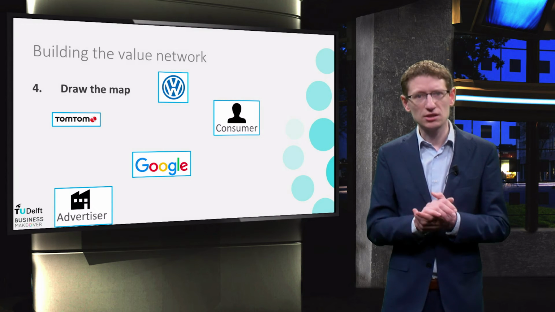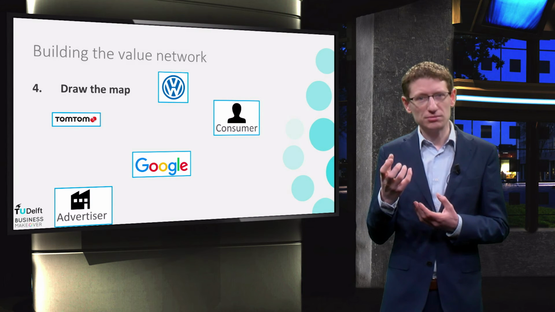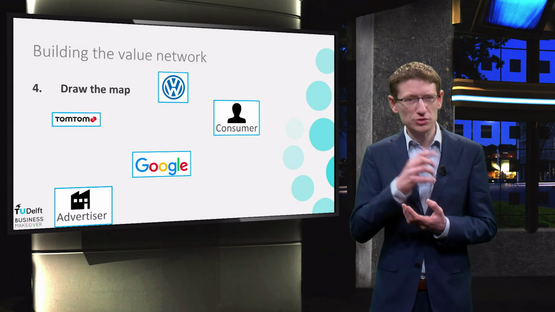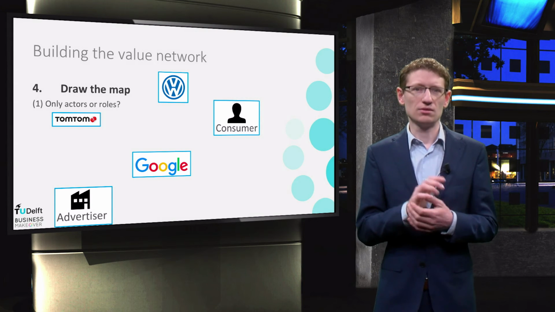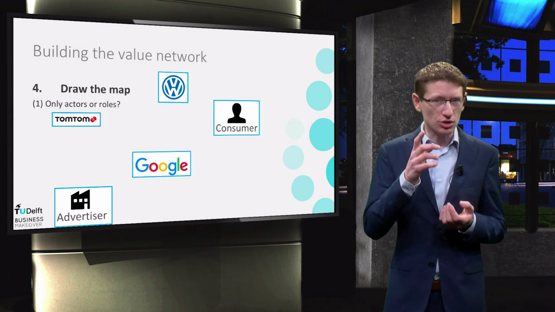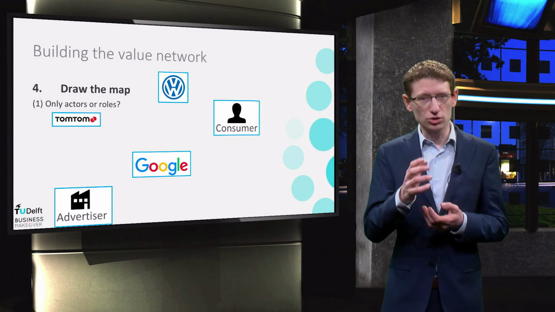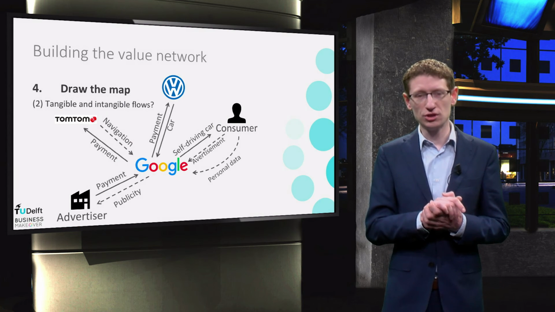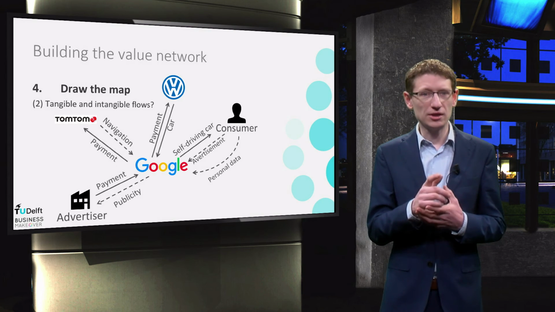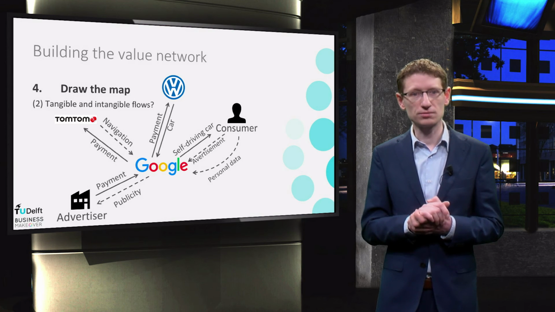It looks like this. Let's analyze it step by step. In the picture, each block is an actor. What do we learn by looking at it? First, we do a couple of checks. Make sure that there are only actors or roles in the value network, so no technical systems and no services. Also, check that you have given attention to both the tangible and the intangible flows. Remember, the dashed arrows in the picture are the intangible value flows.